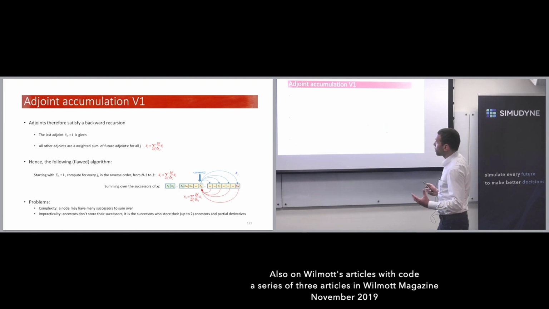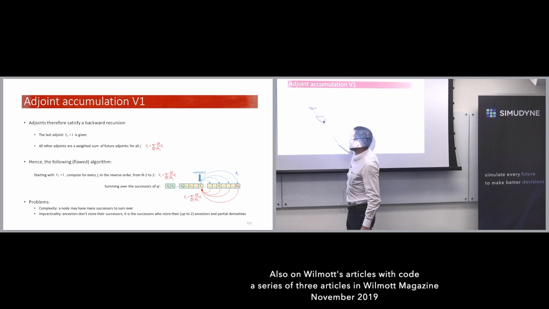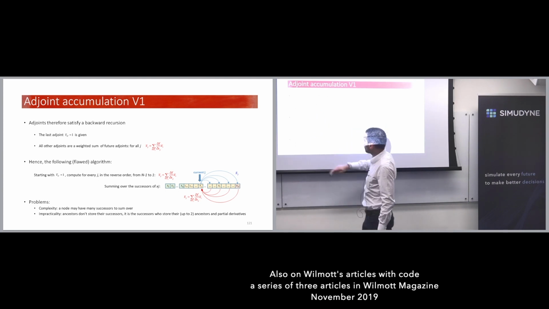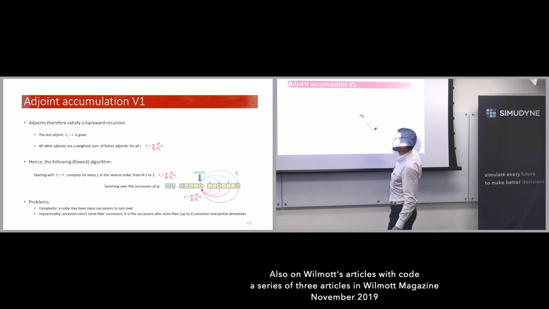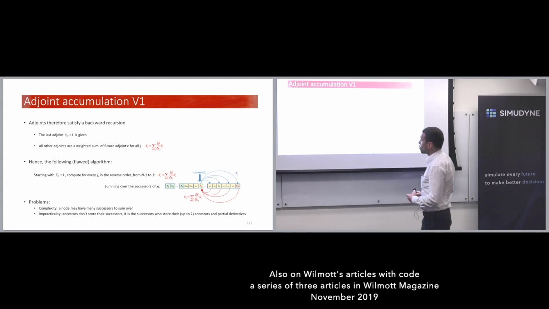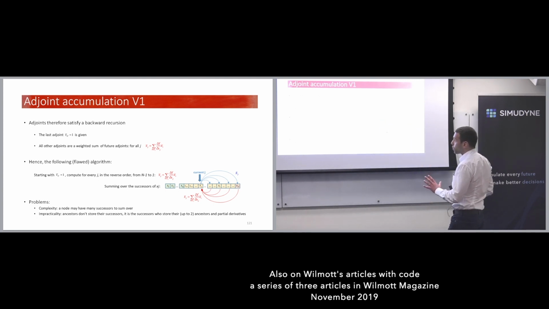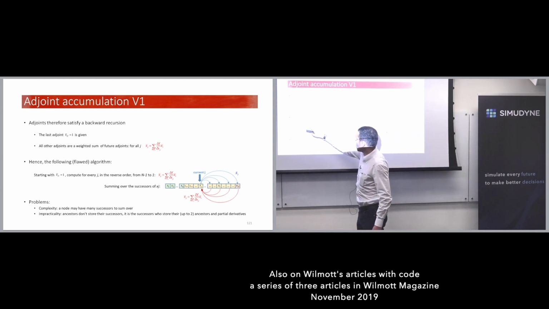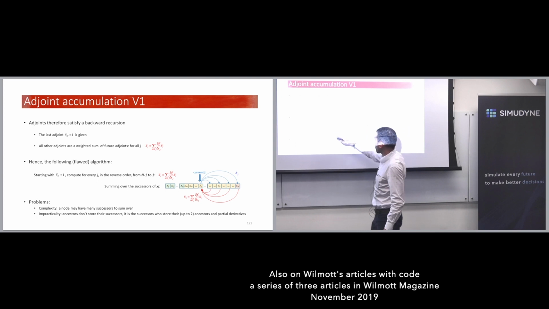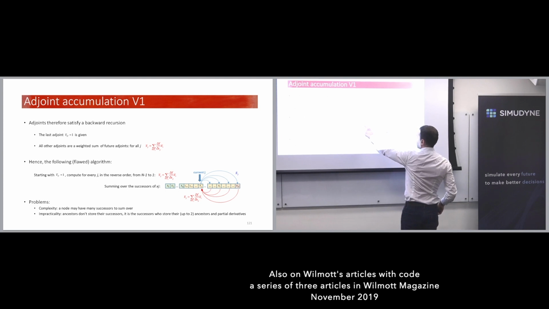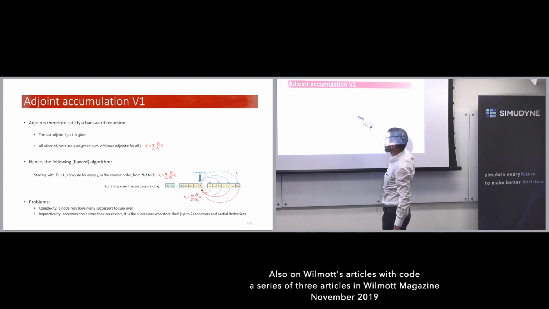So that gives us a first version of the adjoint accumulation algorithm. Adjoint satisfies a backward recursion as before. The last adjoint xn is given, it's equal to 1, and all of our adjoints are a weighted sum of future adjoints. So for all j, we have this adjoint equation here, that xj depends on the number of adjoints all located on tape after j. Hence, we can use the following, but unfortunately flawed algorithm. We start with xn equal 1, and then we traverse the tape backward. And for every j in the reverse order from n minus 1 to 1, we just accumulate the adjoint of xj from all of its successors. Okay? Just a direct implementation of this formula.